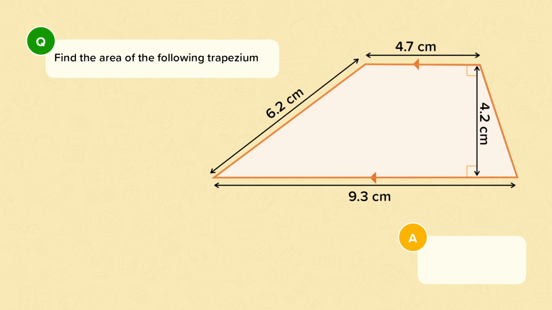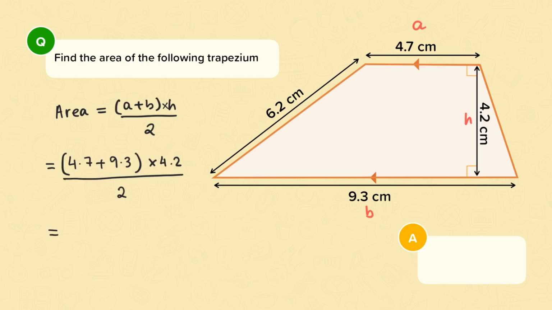So we should have A and B as these sides here, 4.7 and 9.3. The height is 4.2 centimeters, and we can ignore this 6.2. When we substitute all of these values into the formula, we get the answer of 29.4. And because it's an area, it will be 29.4 centimeters squared. So this was the last example of the video. So you can either go to the questions now, or you can watch the next 30 seconds to see where the formula comes from.